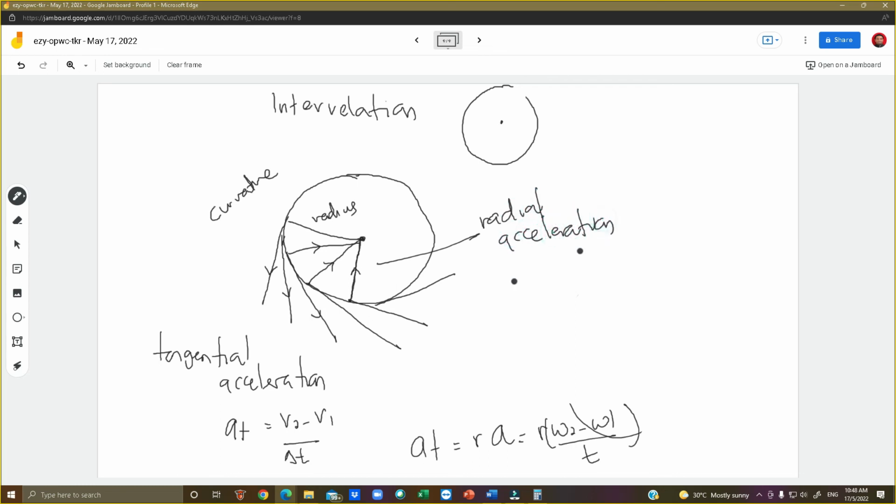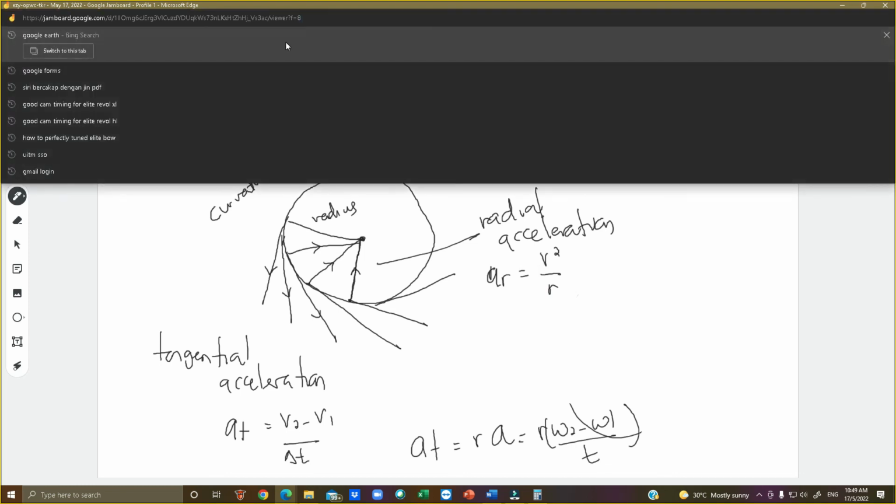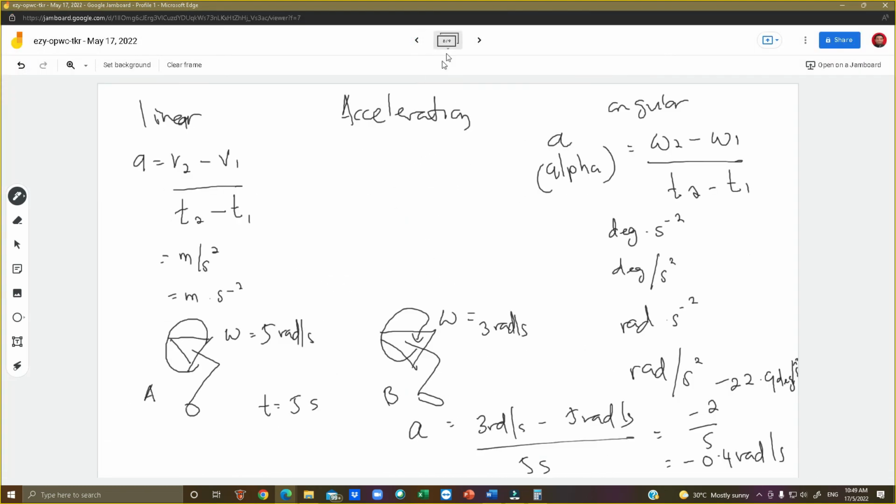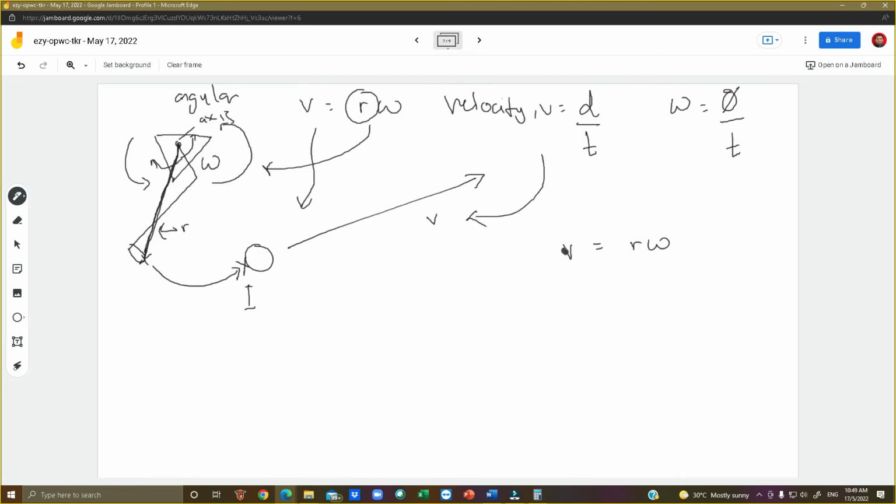Or we can put it as AR, radial acceleration. So radial acceleration equals to V square over R, over radius. V ni V yang mana? Value of acceleration. Okay, linearly. Alright. When we have this kind of equation, ni interrelation for acceleration, both tangent and radial, interrelation of velocity, V equals R omega.